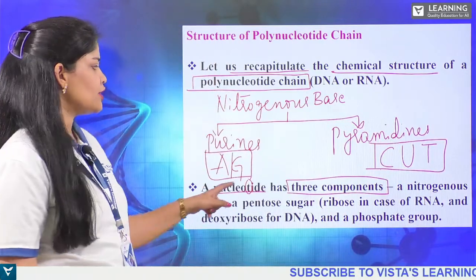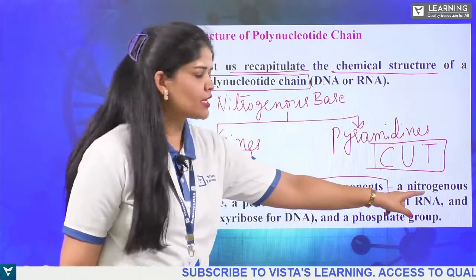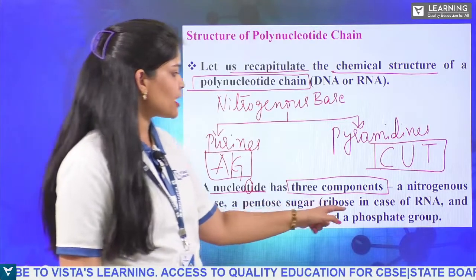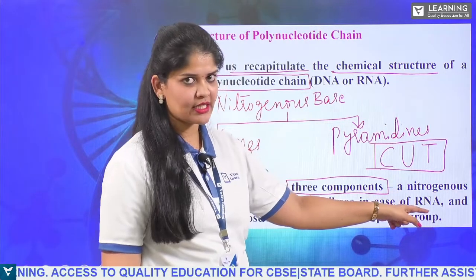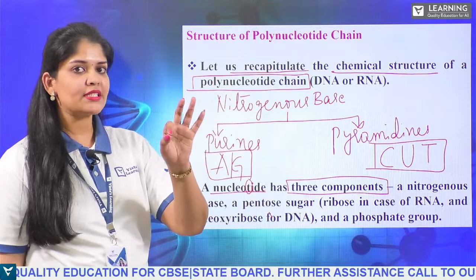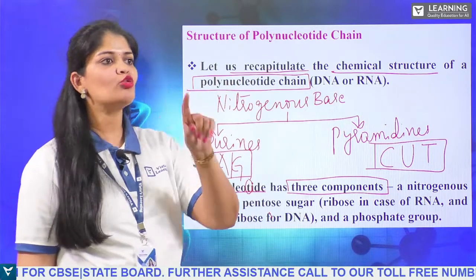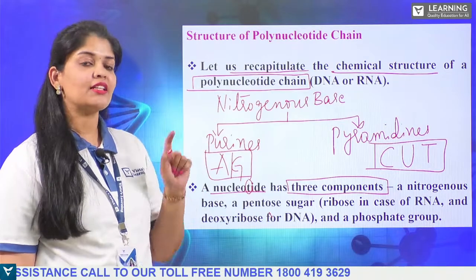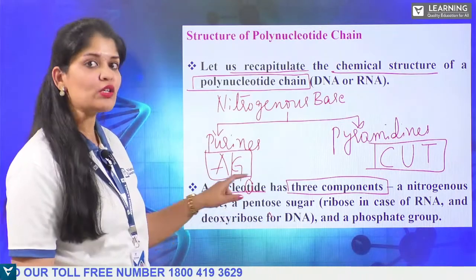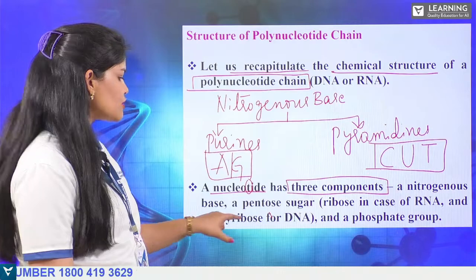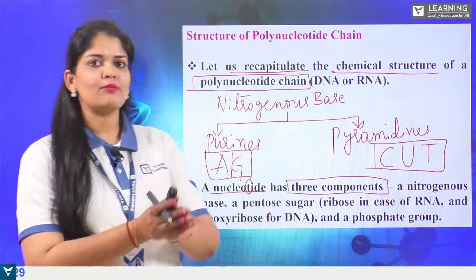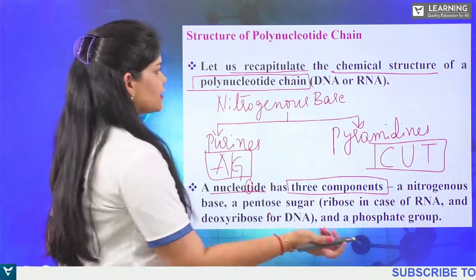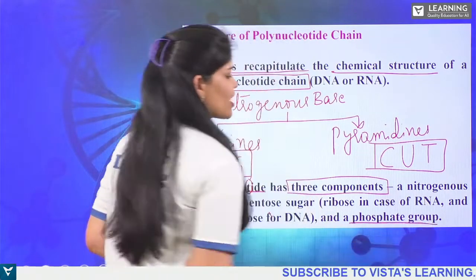Now, the nucleotide has three components: nitrogenous bases, pentose sugar, that is ribose. Ribose in case of RNA. As I already said, the oxygen is missing at 2' of the hydroxyl group that is present in the sugar. That is what it is called deoxyribose, because it lacks oxygen. Deoxyribose for DNA. Ribose is the sugar for RNA. Deoxyribose is the sugar for DNA. That's it. Next, the final component, that is the phosphate group.